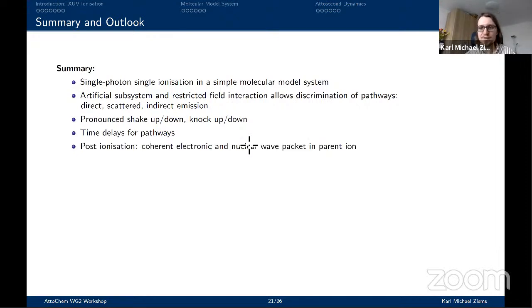So what we can say in general is that the post-ionization in such a molecule is interestingly driven by a coherent electronic and nuclear wave packet in our parent ion, as we have seen for this non-adiabatic transition.